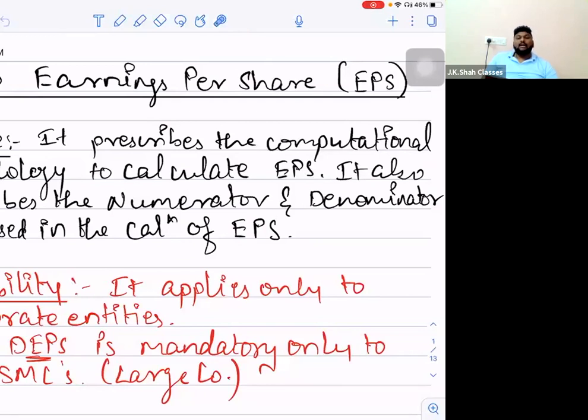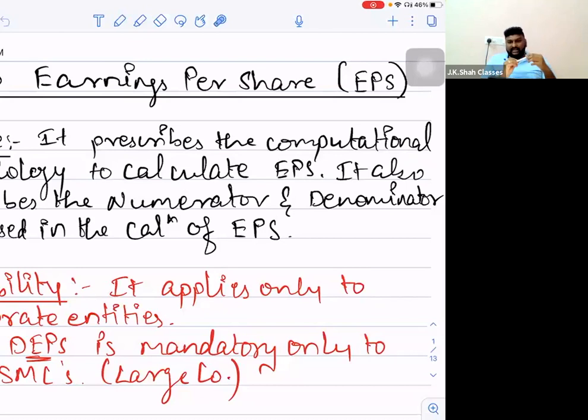Now I wonder why the students are fewer, because we are doing group 2 standards over here. The students who have taken admission for group 1 might not have come to this lecture. But now we are doing AS20, earnings per share.